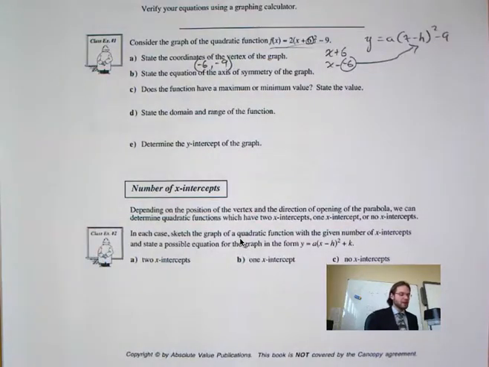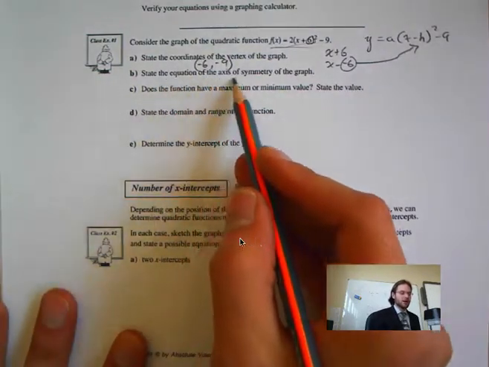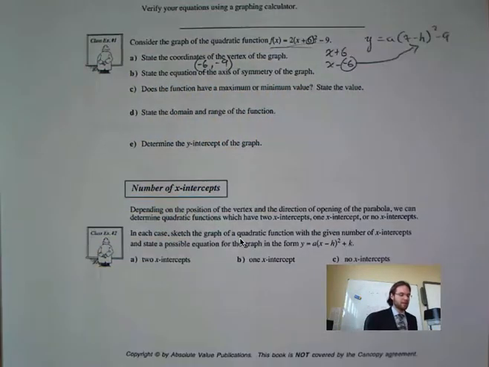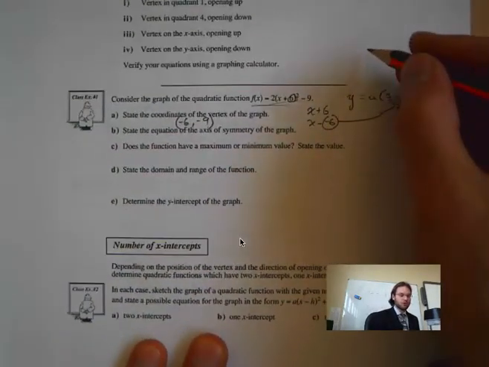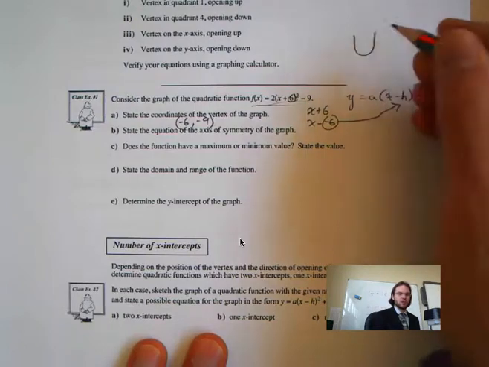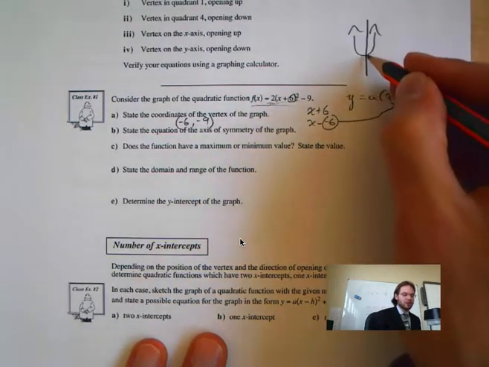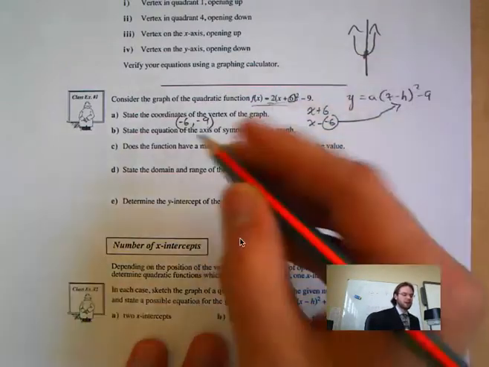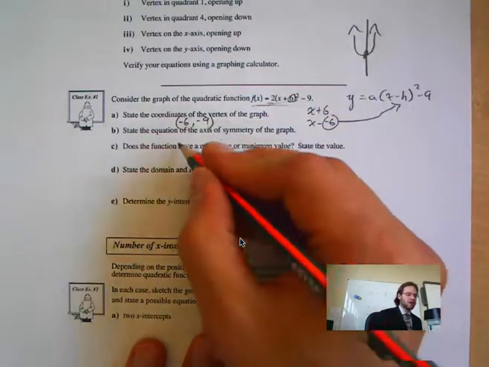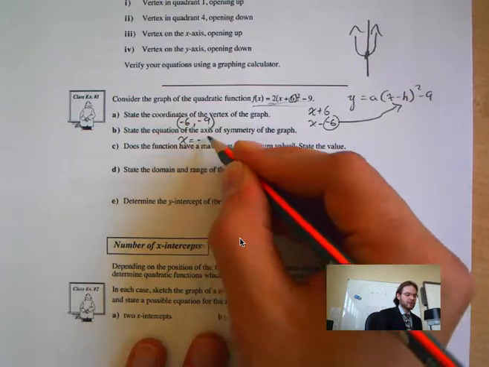Okay? Then it says state the equation of the axis of symmetry for the graph. So the axis of symmetry is my x value, because my graph is going to look something like this. We know it's positive because of the 2. So my axis of symmetry is the x value of my vertex, because it's a straight vertical line. So that is where x is equal to negative 6.